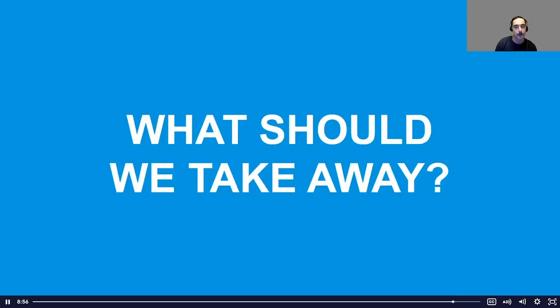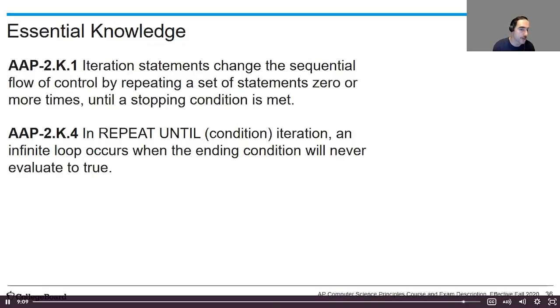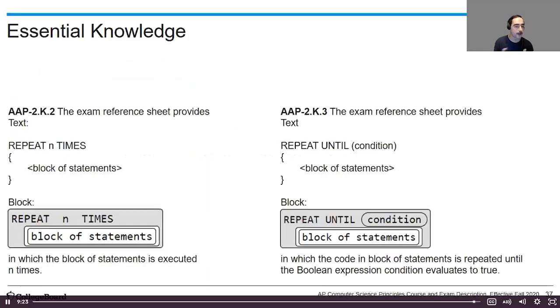So what should we take away? Well, when working with iteration, you should be able to write iteration statements in pseudocode. Remember that they change the flow of the program, but that small changes, if you're not careful, can result in an infinite loop, which you would not want. So be very careful. And remember that in AP Computer Science, we focus on repeat n times and repeat until.